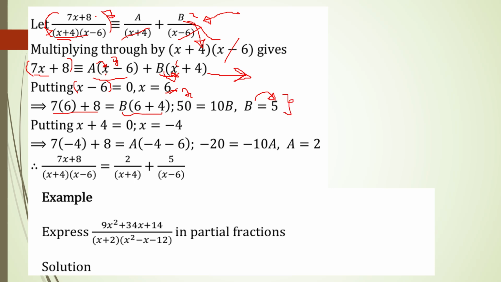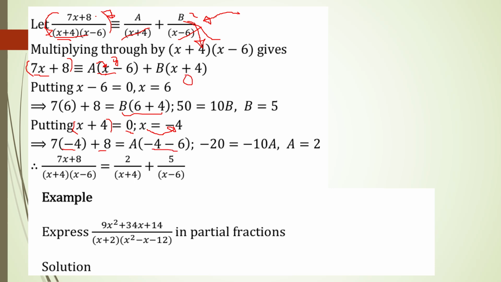Also, since the other time we made the bracket of a to be 0, this time we make the bracket of b become 0. That's why we told you that putting the bracket of b, which is x plus 4, equal to 0, we make x the subject, the value of x is going to be equal to negative 4. So we substitute for negative 4. So it's going to be 7 into negative 4, then plus 8 equal to a into negative 4 minus 6. Remember that this is already 0.